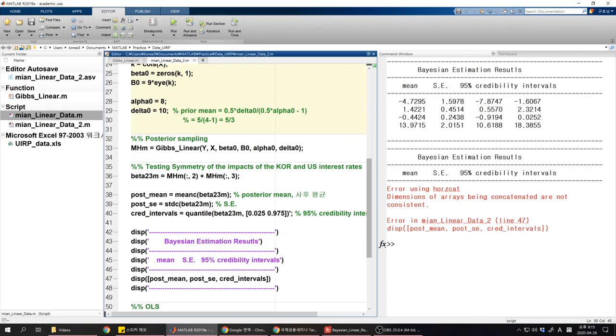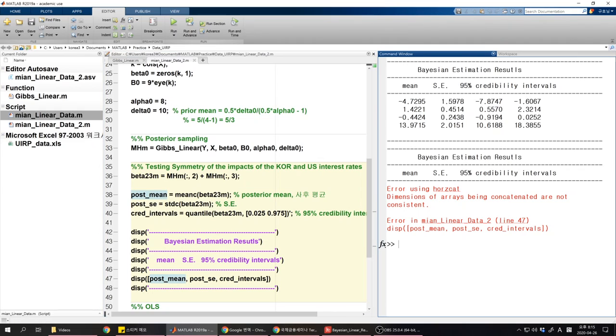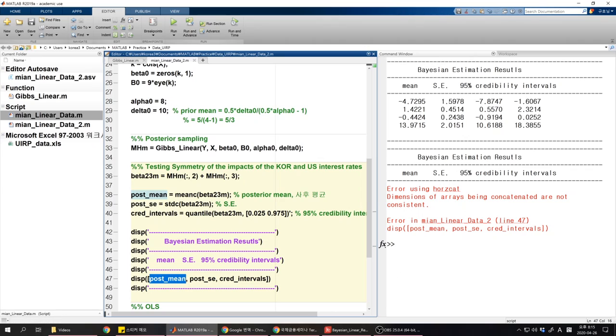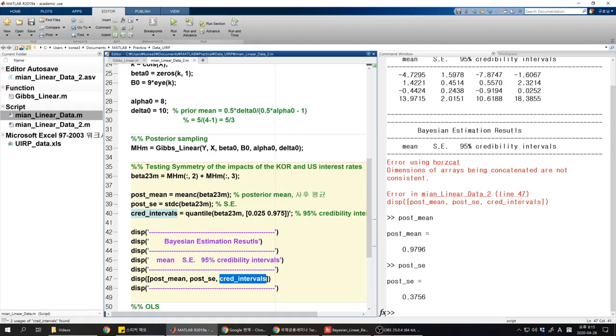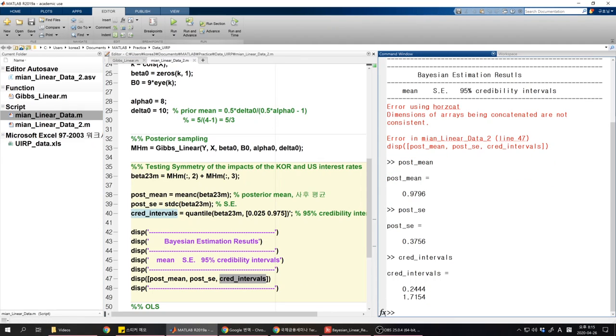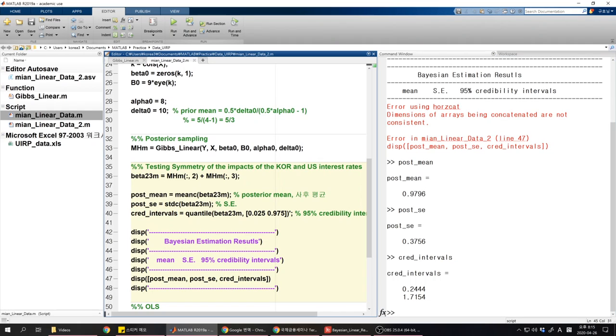Okay, so then there must be an error here. This means the post M, post SE, and credibility intervals. What would be the problem? To see this, let me report this value. This is a scalar. This is a vector, a column vector. Why is this a column vector? Here. This is a column vector. So let me transpose here. Then it should be fine.